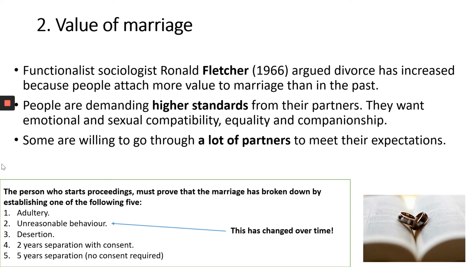The second reason for the increase in divorce is the value of marriage. Functionalist sociologist Fletcher argues divorce has increased because people attach more value to their marriage than in the past. So what we mean by that is they're demanding higher standards from their partners. Nowadays people have so much expectation around what their marriage should look like, emotionally, sexually, in terms of equality, companionship. And often, if people get married and then their expectations are not met, it's more acceptable now for them just to divorce based on that second point about unreasonable behaviour.